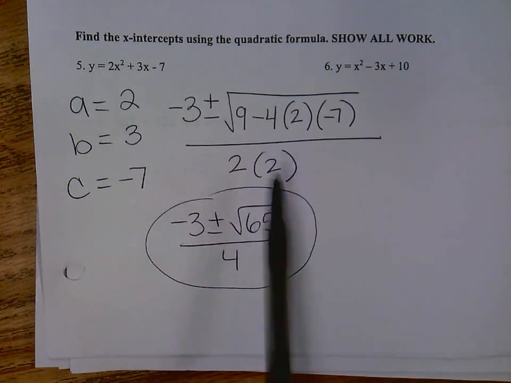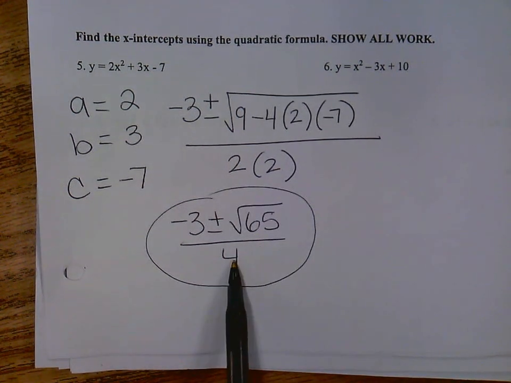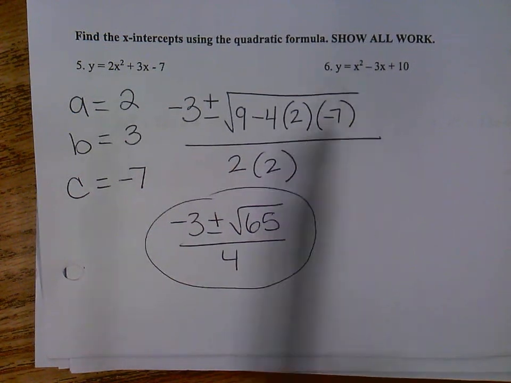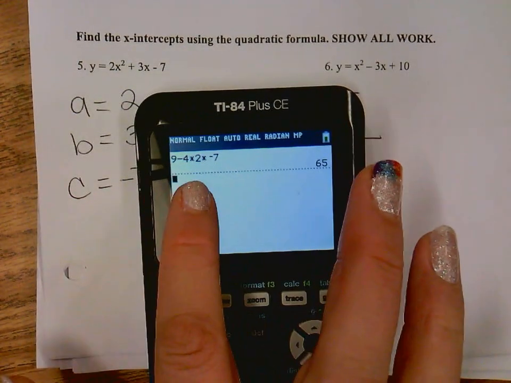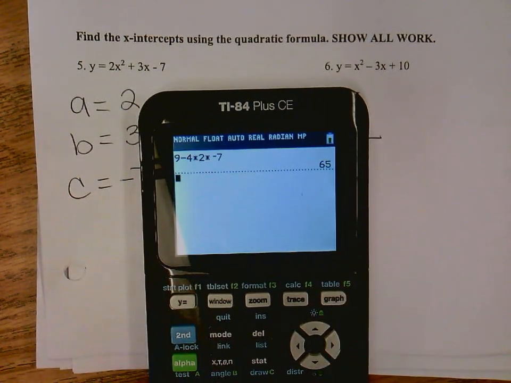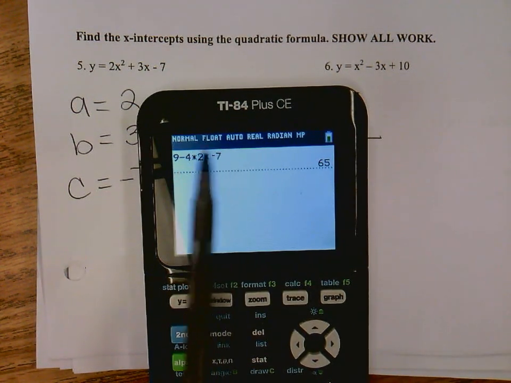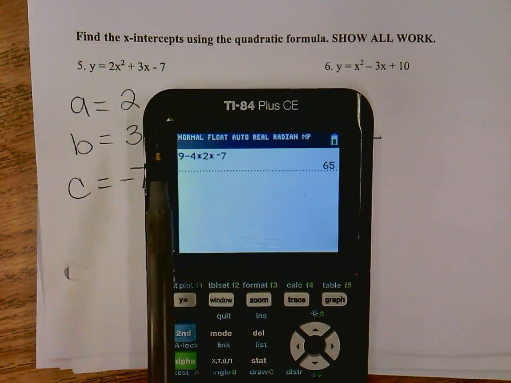Well, 2 times 2 was 4. Yeah, I did. 9 minus 4 times 2 times -7. I was just saying that negative will make this a positive number. 9 plus positive 56.